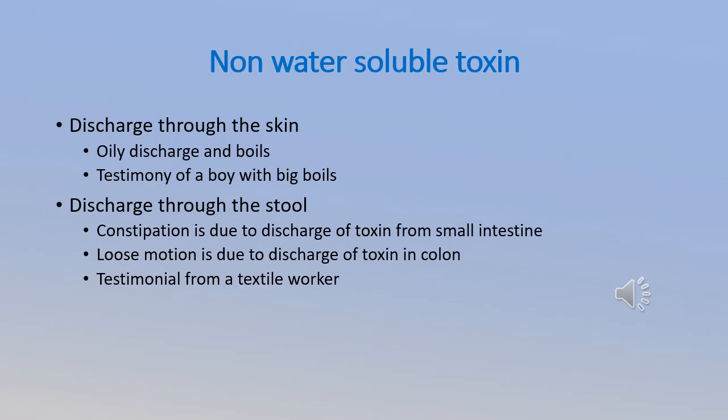Next is the non-water soluble toxin. The non-water soluble toxins are normally oil toxins or sometimes minerals. So they discharge through the skin. The skin becomes oily and also sometimes boils and pimples appear on the skin. Most of the things are discharged through the stool. When discharged through the stool, some people experience constipation. Some people experience loose motion.